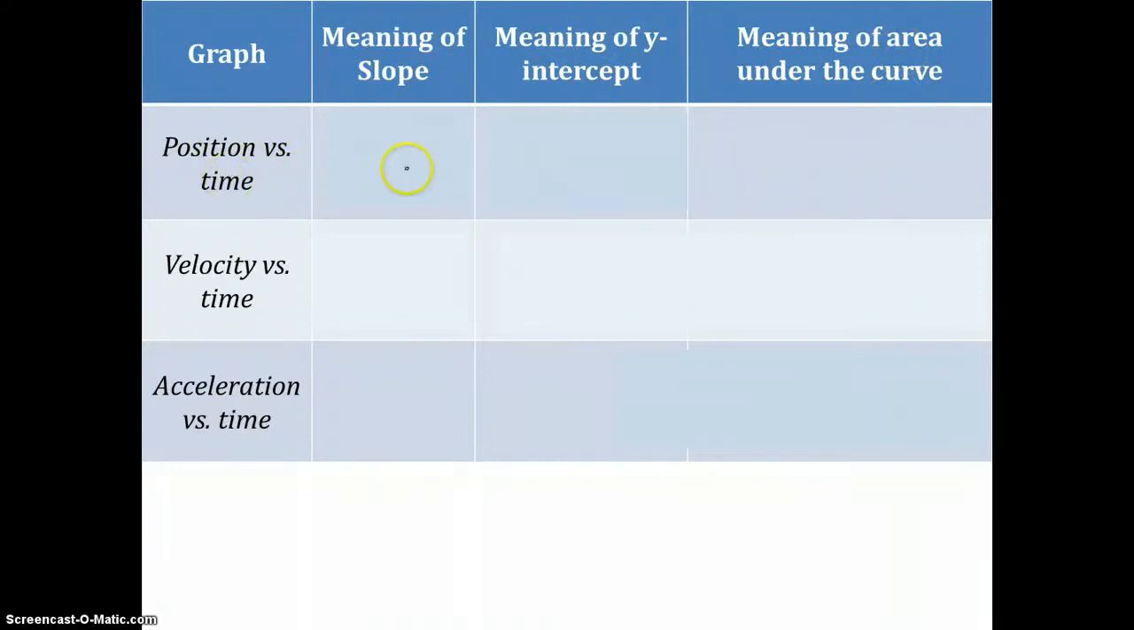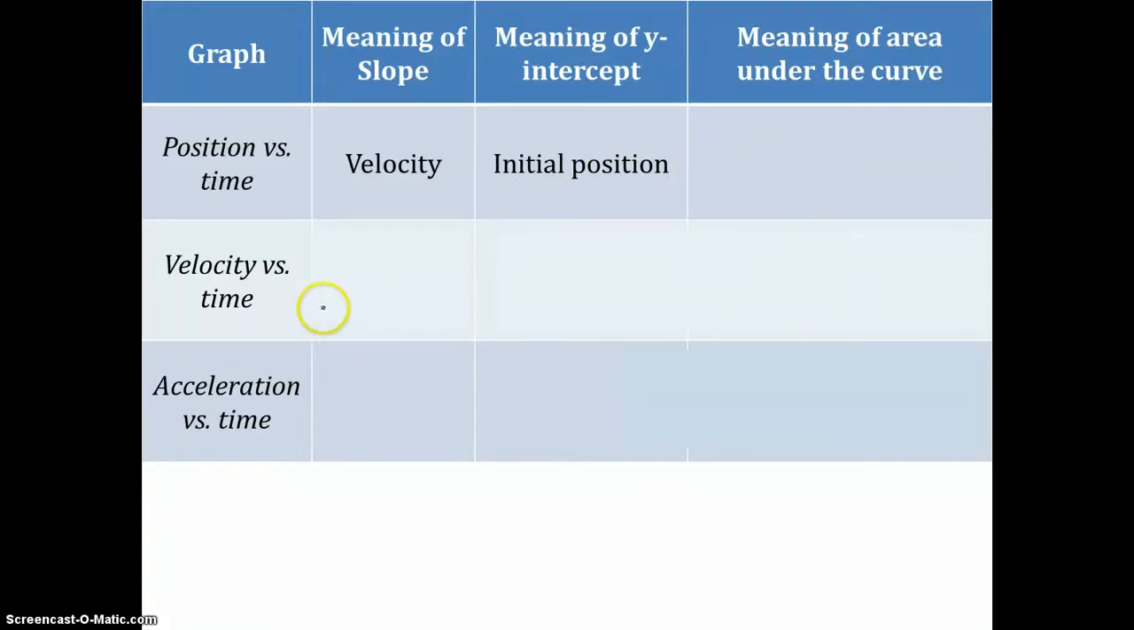So for position versus time, the meaning of the slope is velocity. We know that from before. The meaning of the y-intercept is the initial position. We don't have a meaning of the area under the curve for position versus time.